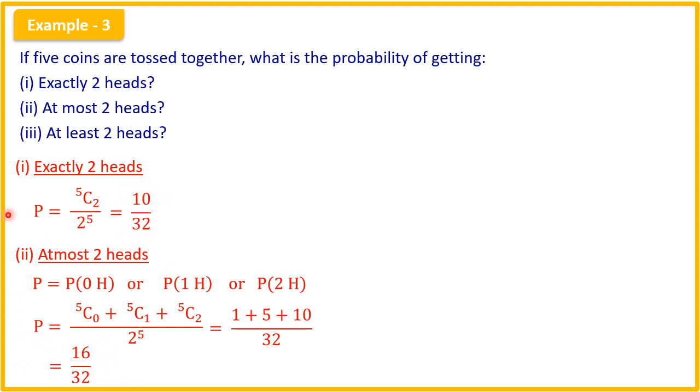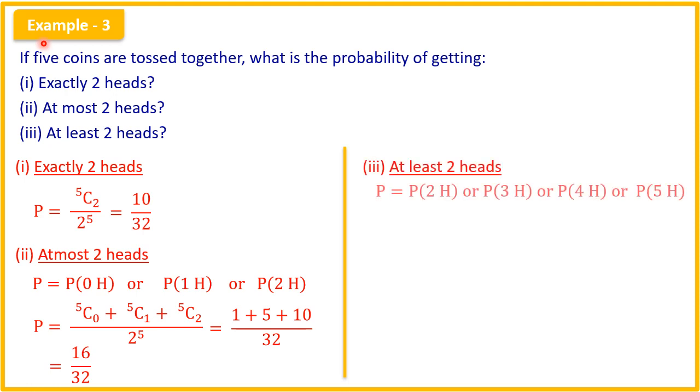Now coming to the third part, what is the probability of getting at least 2 heads? Kam se kam 2 heads. So again the denominator will be 2 to the power of 5. So this probability is equal to probability of getting 2 heads or 3 heads or 4 heads or 5 heads, because the word used is at least, do ya do se zyada. So solving this comes out to be 5C2 plus 5C3 plus 5C4 plus 5C5 divided by 2 to the power of 5, which comes out to be 26 out of 32.